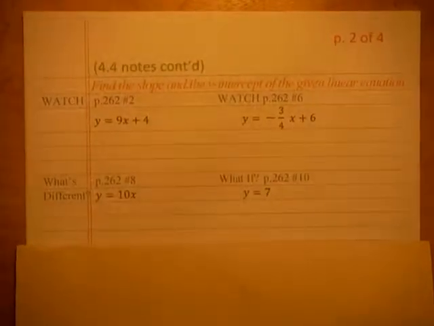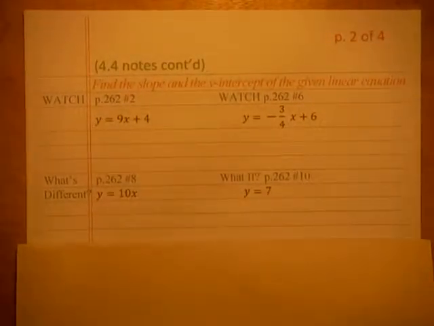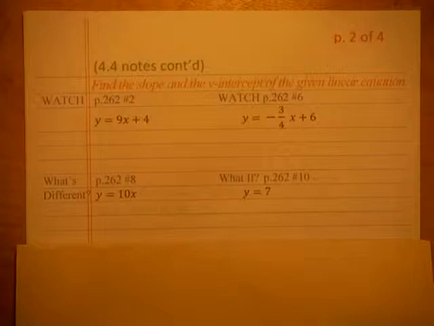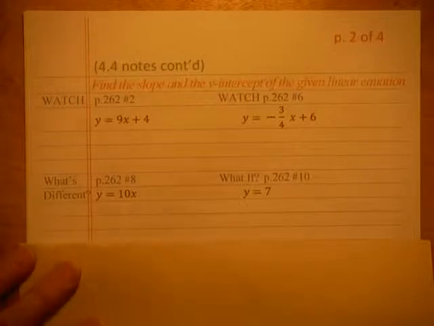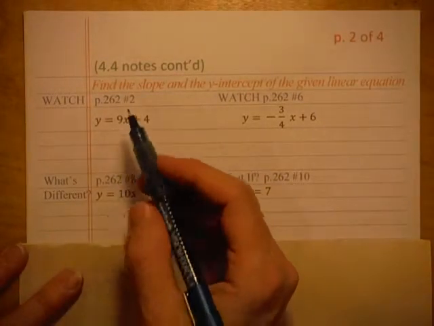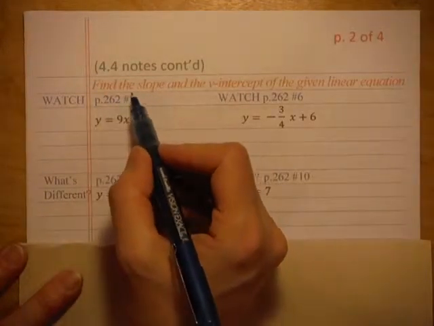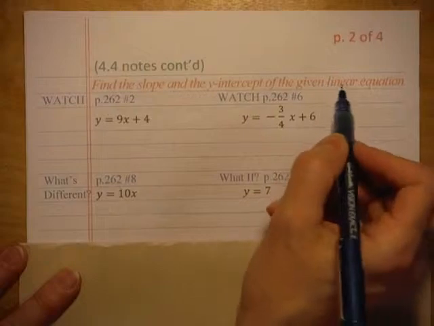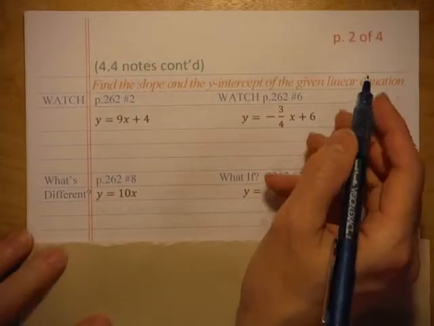Okay, so here we are at the top of page 2 in section 4.4. We just went through a quite lengthy investigation of the relationship between the points on the graph and the way the graph looks, its slope, and the equation of the graph. And now we're ready to apply that knowledge. So we're going to be able to practically instantly find the slope and the y-intercept of the given linear equation.